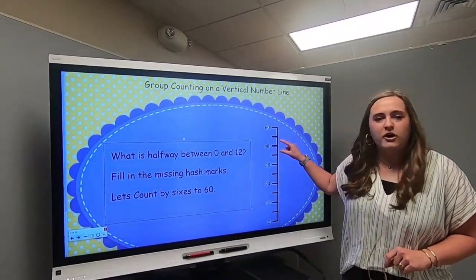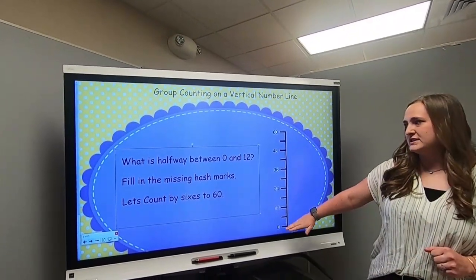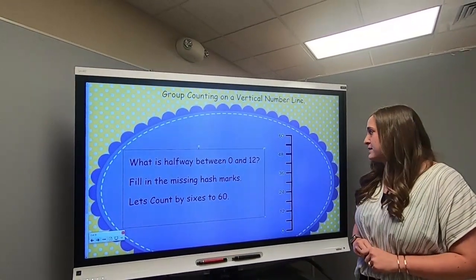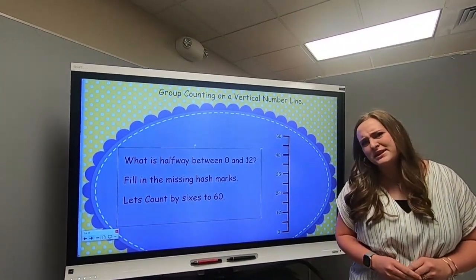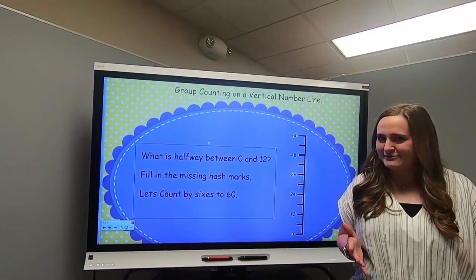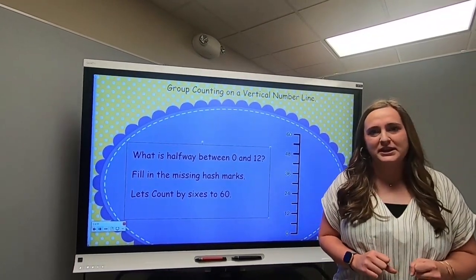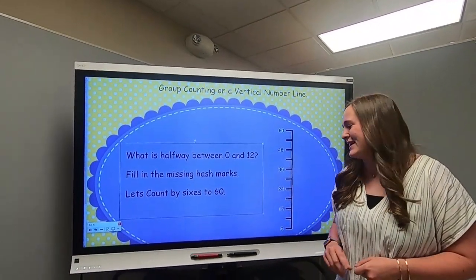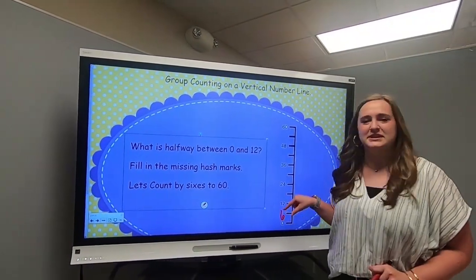And I want you to draw this number line for me. We know we're starting at 0 and 60. And we've got some of our tick marks already marked, but there's some blank ones too. So our first question says, what is halfway between 0 and 12? Okay, so that should be pretty easy. We want to half 12. So we know that 12 divided by 2 is 6, or 2 times 6 equals 12. So I know that I can put 6 in between my 0 and 12.